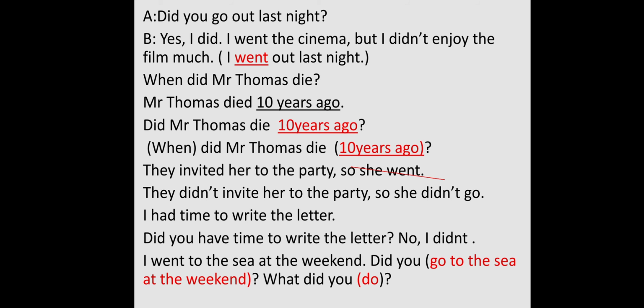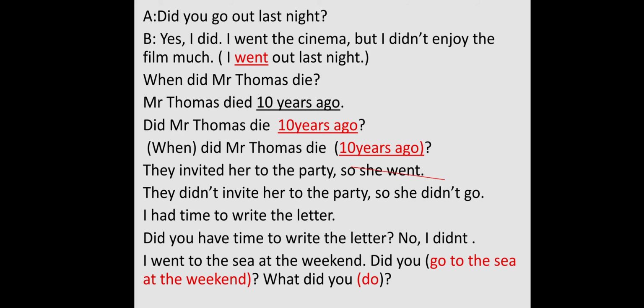Did you? I is replaced by you because you speak to another person, so it becomes did you, and went changes into its base form. What is the base form of went? It is go. So it becomes did you go out last night? This is the real sentence for the question in A.